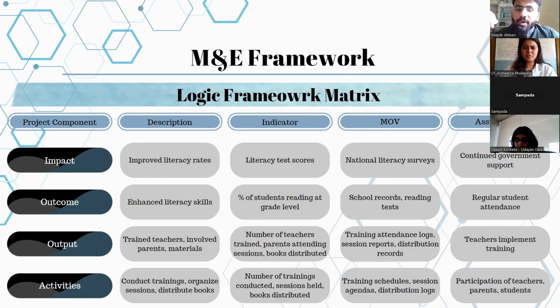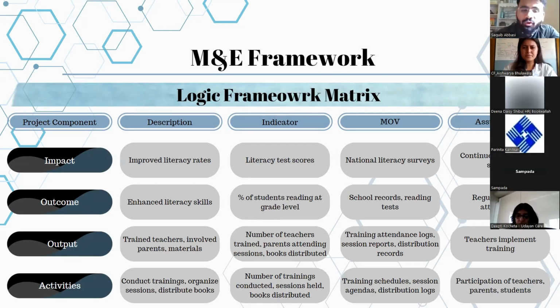For that output, now there has to be certain activities that need to happen, right? Like how will teachers get trained? We will be doing training sessions, maybe workshop sessions, maybe going on ground doing certain things, distributing books, organizing sessions. What can be the possible indicators for that? Pretty straightforward, flows very smoothly: number of training sessions conducted, number of sessions held, how many books were distributed.